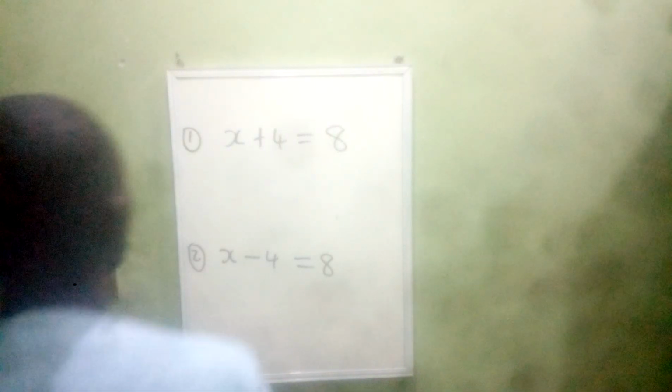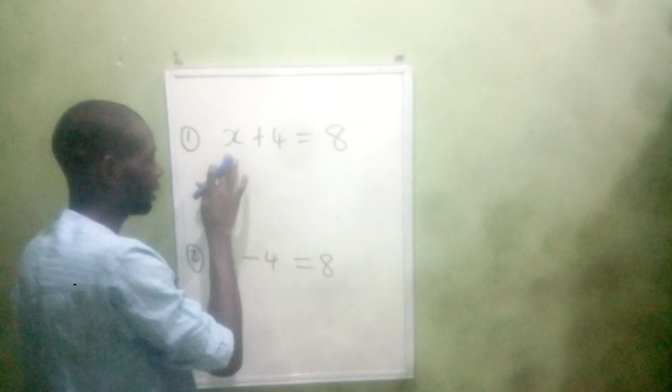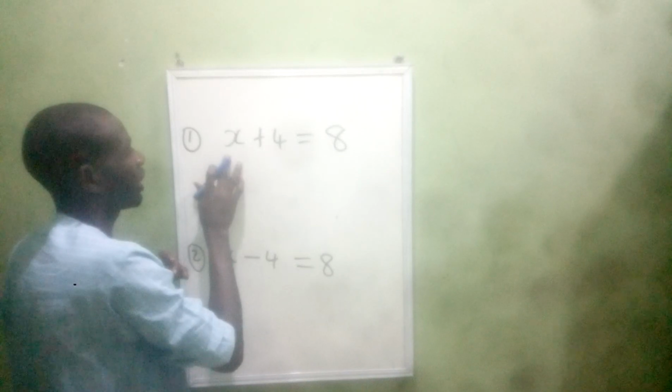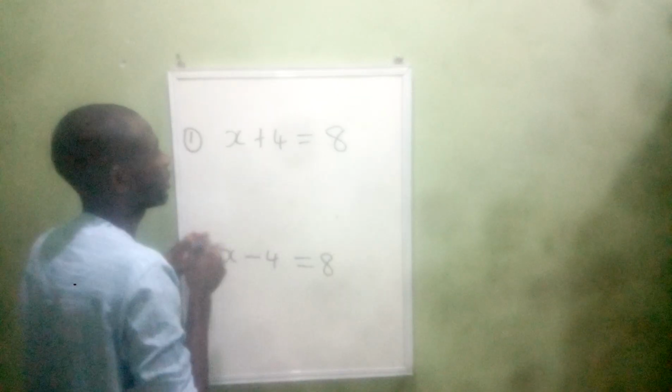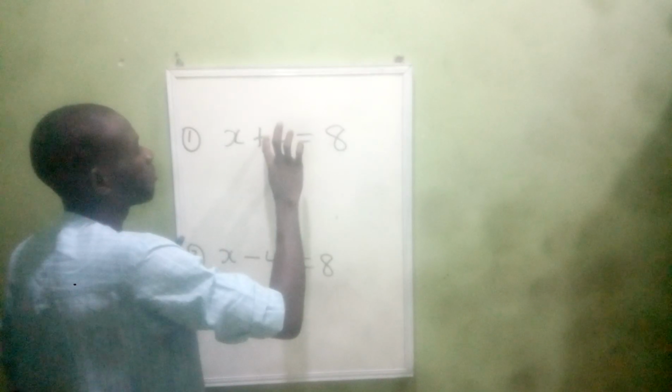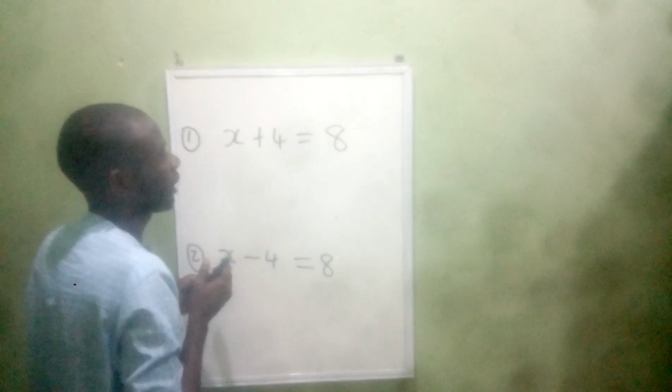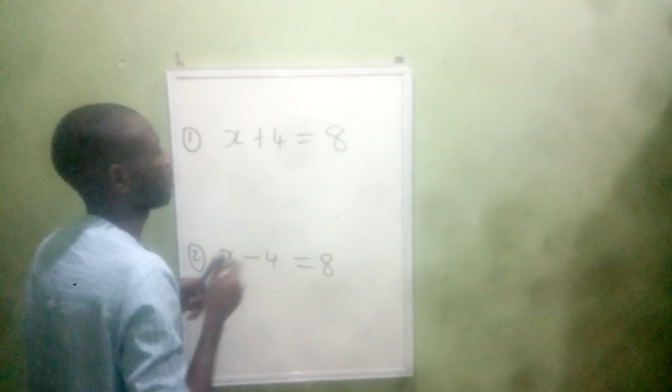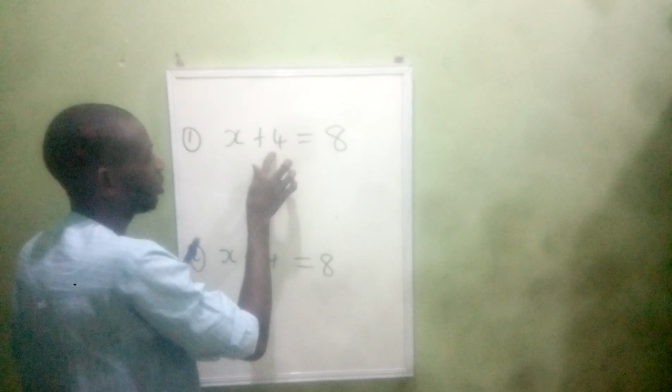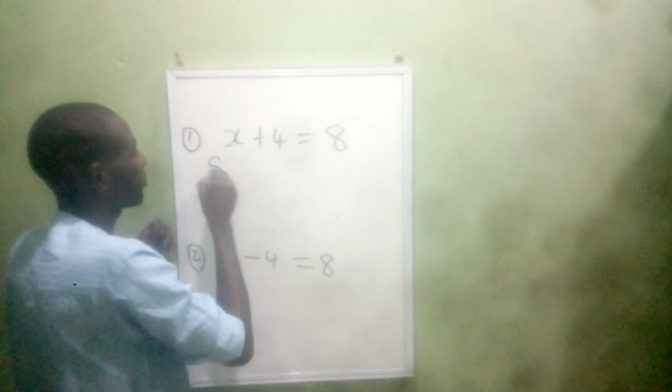Let's apply the real principle to find the value of x here. We are asked to solve x plus 4 equals 8. Now we normally say that when the plus crosses the equal sign, it changes to what? Minus. That is just for students to understand. The real thing is that if plus 4 is here, we are going to say what?